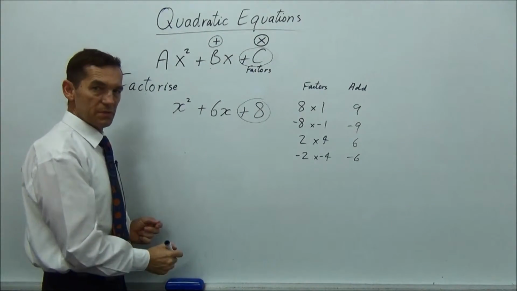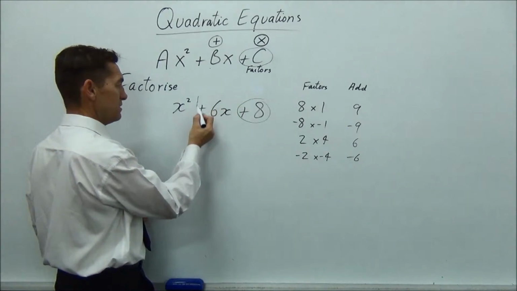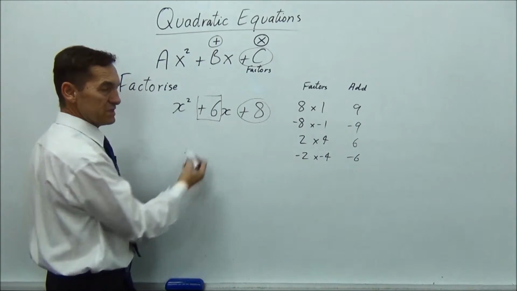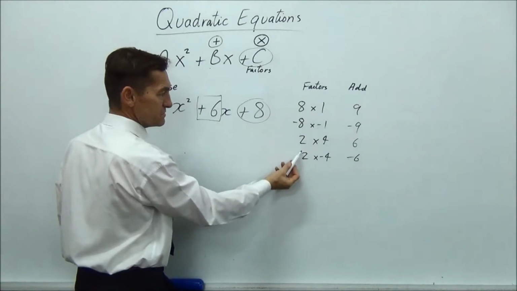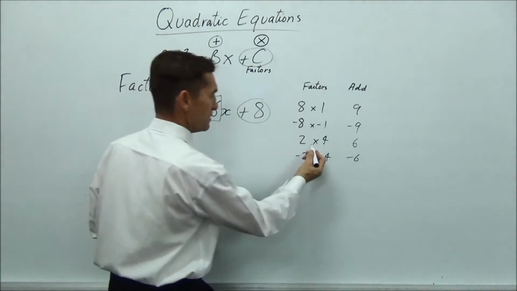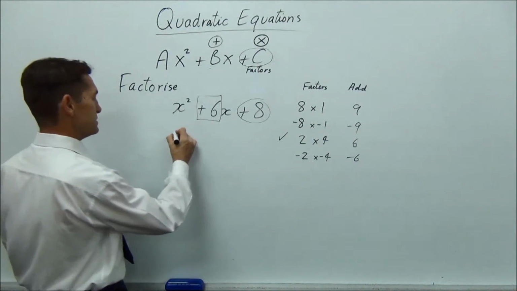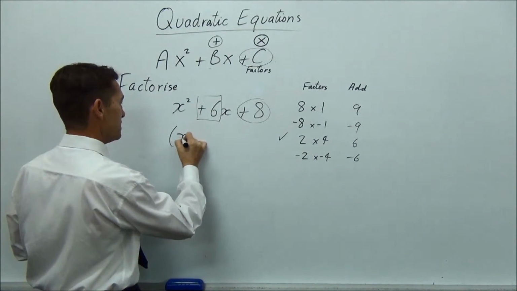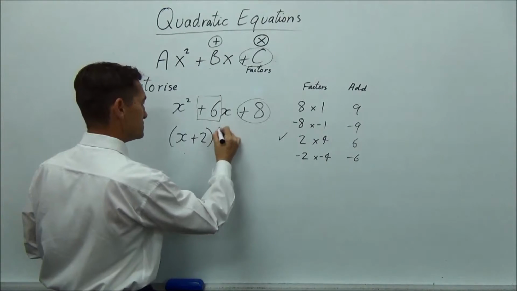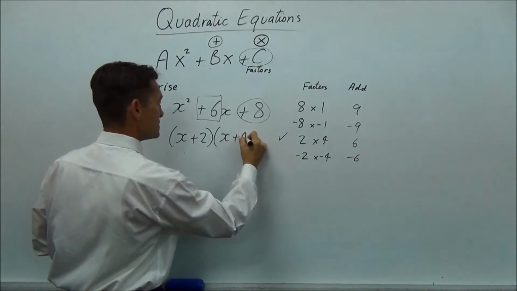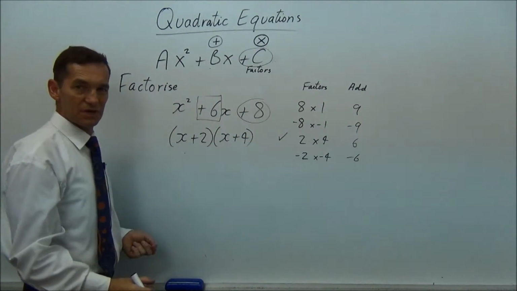Now let's look at our middle number. What's our middle number here? Well, our middle number is plus 6. Which one of these two adds up to plus 6? These ones. So this is going to be our answer. So if we factorise it, we're going to get x plus 2 multiplied by x plus 4, and we're done.